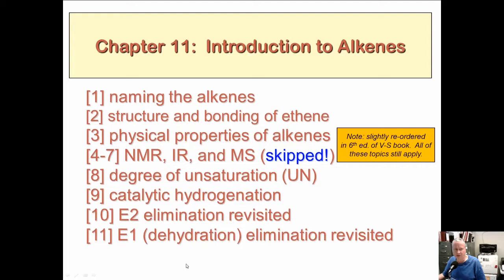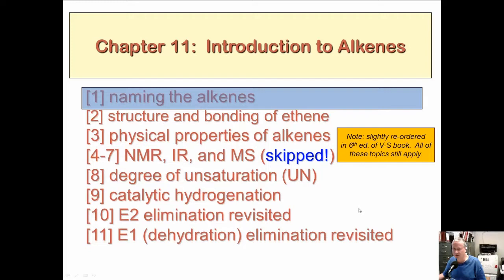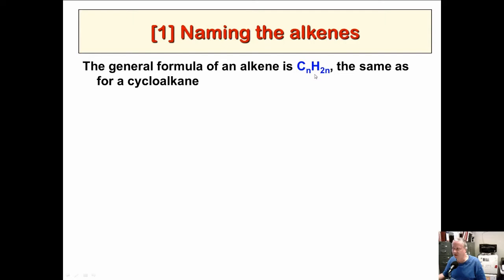Okay, so naming. This is pretty straightforward based on what you already know about naming. All right, so the general formula of alkenes is CnH2n, which is the same as a cycloalkane, as opposed to a normal alkane, which would be CnH2n+2, like hexane or butane. So two hydrogens are lost when you have an alkene. And an example is pentene, which is C5H10, right?